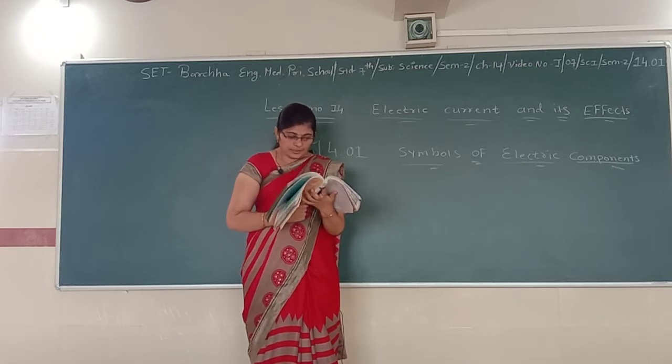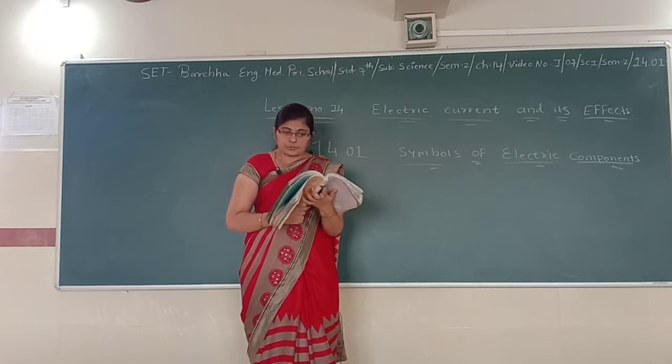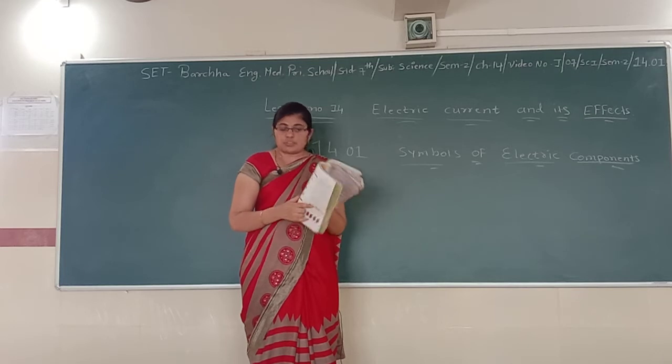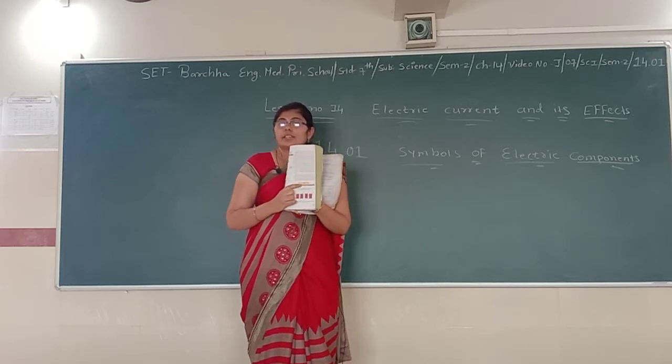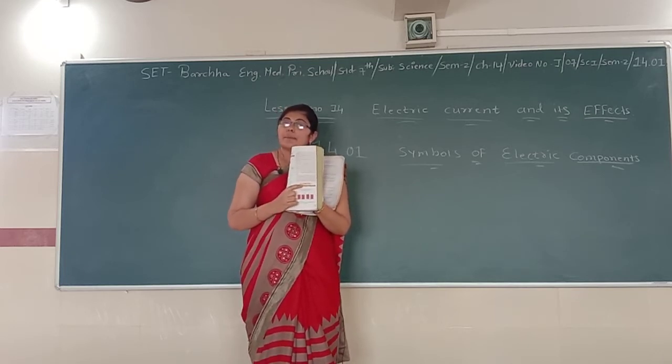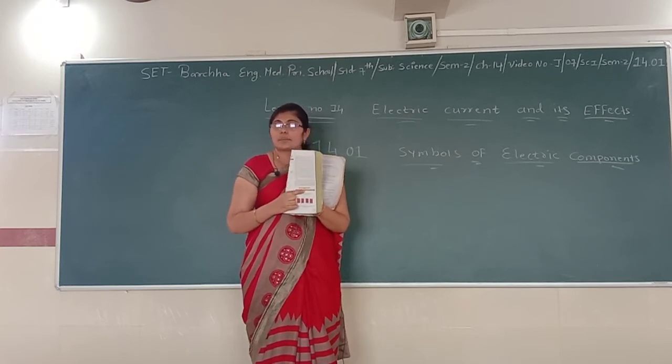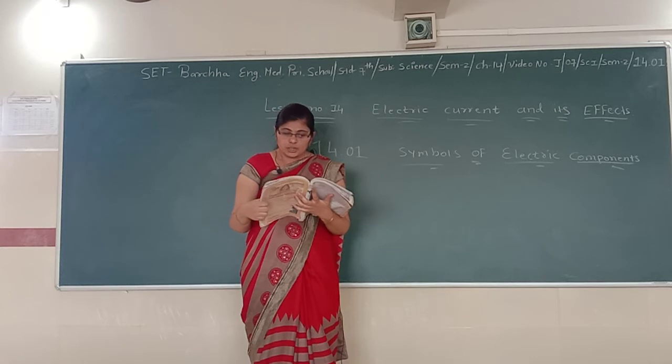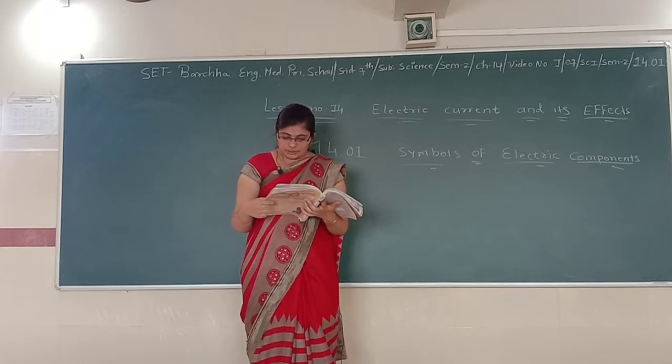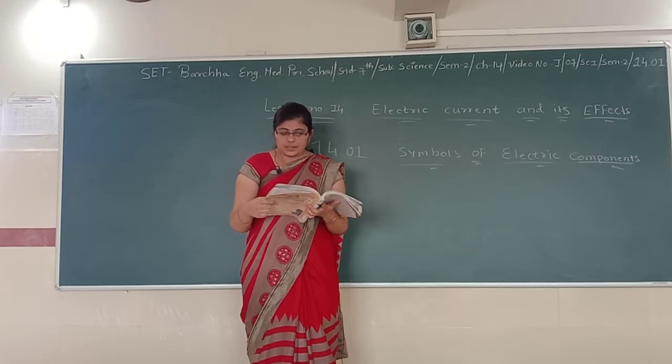For some of the activities, you may need more than one cell. So connect two or more cells together as shown in figure 14.2. See, this is an activity that you can perform at your home to understand the battery. You need 2 to 3 cells as shown in 14.2. Notice that the positive terminal of a cell is connected to the negative terminal of the next cell. Such a combination of two or more cells is called a battery.